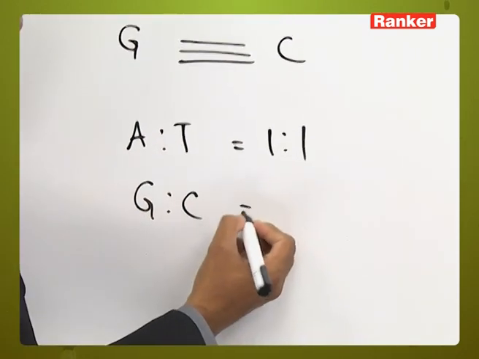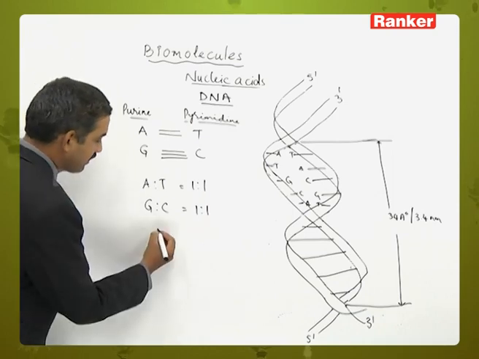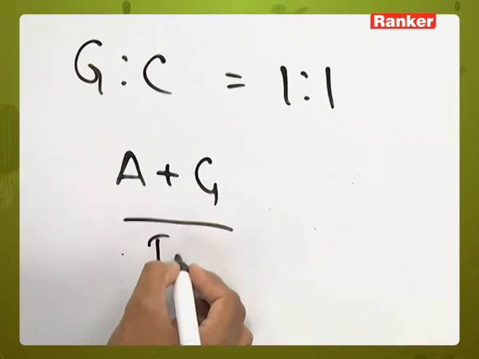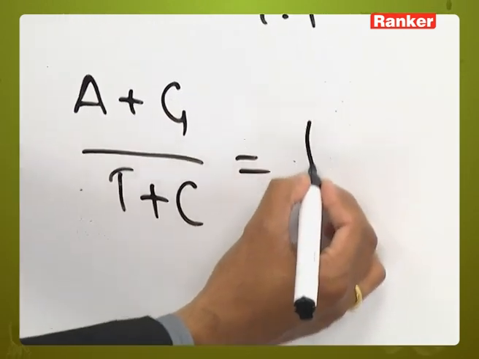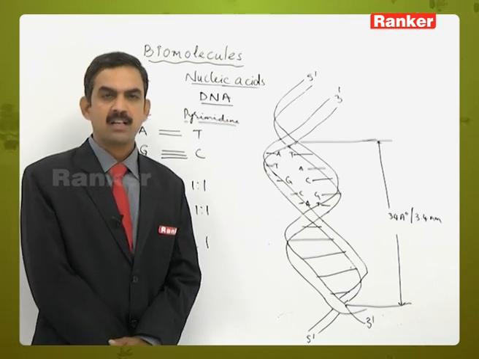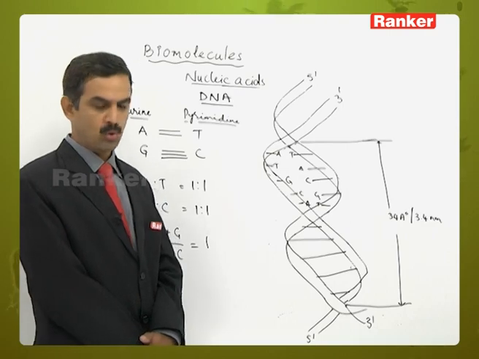The ratio between G and C is also always 1:1. Otherwise, A plus G by T plus C is equal to 1. This type of relationship was described by the scientist Erwin Chargaff, so we call it Chargaff's rule.